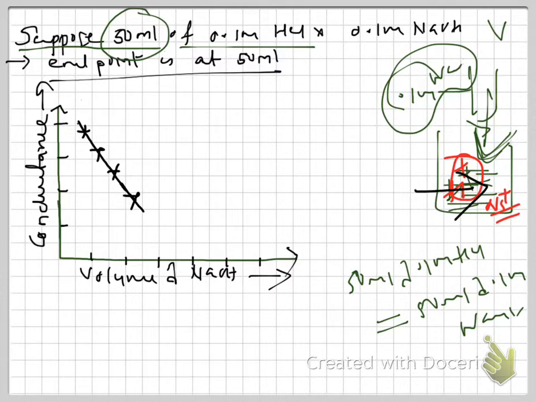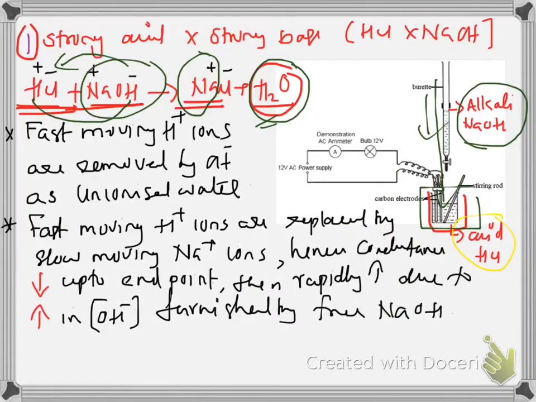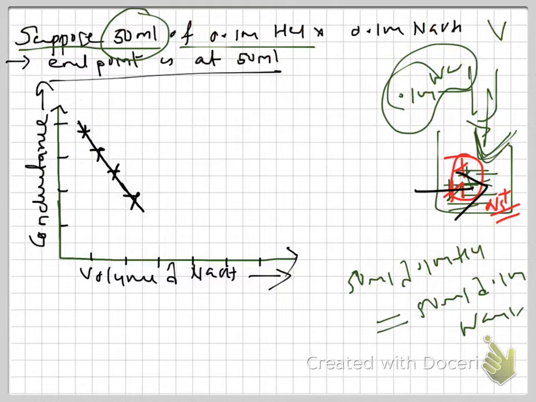As there is no indicator and there is no color change, we never know that the endpoint is over. We will add an extra drop of NaOH. After the completion of the neutralization, we are again adding NaOH. Then in the solution we don't have HCl, because HCl is already completely neutralized by NaOH. When extra NaOH comes to the solution after the endpoint, the solution becomes rich in NaOH. In NaOH, OH minus is fast moving and highly conducting.